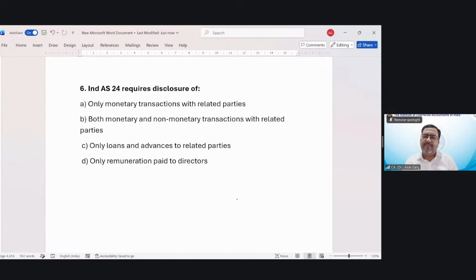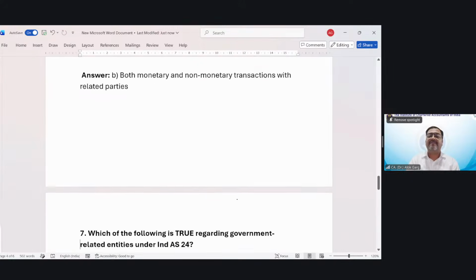You remember commitments, guarantees. Whether commitments and guarantees are required to be disclosed as a related party transaction. It is transfer of resources, goods and services. So both monetary and non-monetary transactions with the related parties.